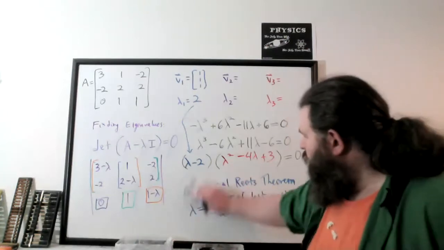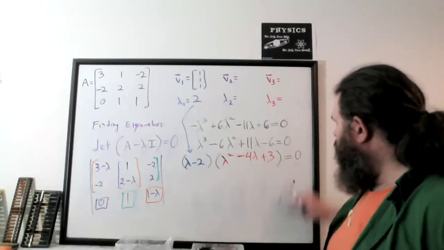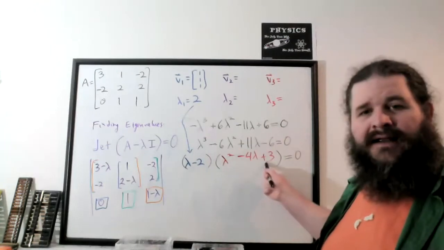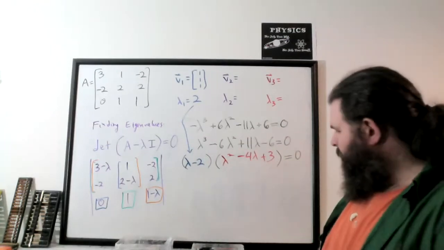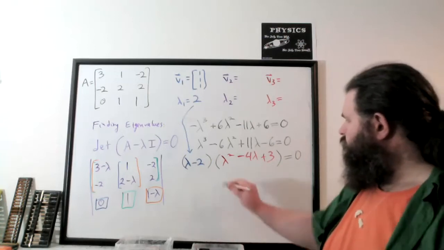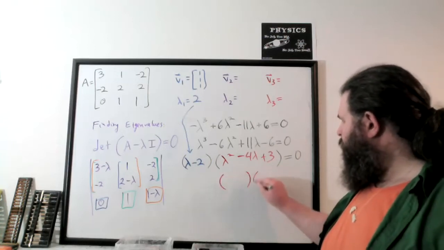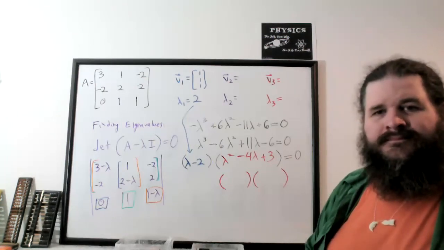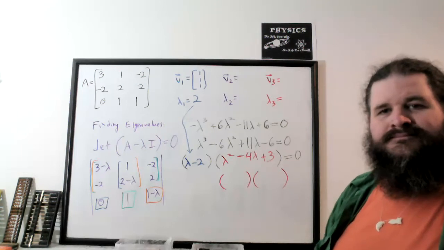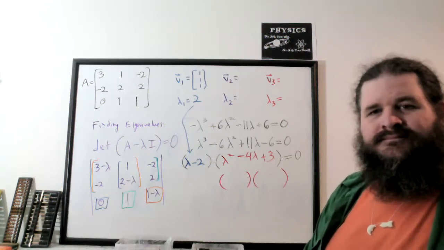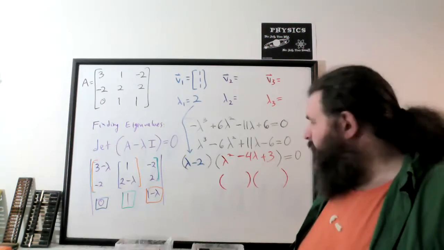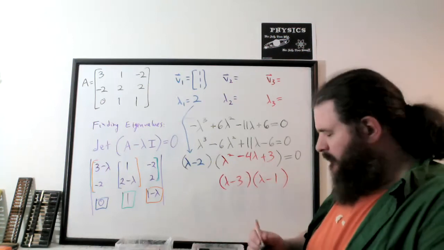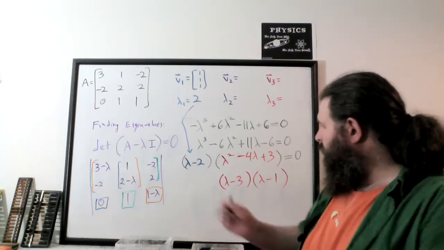But let's get back to factoring this one the rest of the way. We factored out a binomial from the original cubic. We're left with a quadratic. Can you factor that quadratic? Yeah, it looks like this factors to lambda minus 3 times lambda minus 1. And then we still got the lambda minus 2 from the beginning.